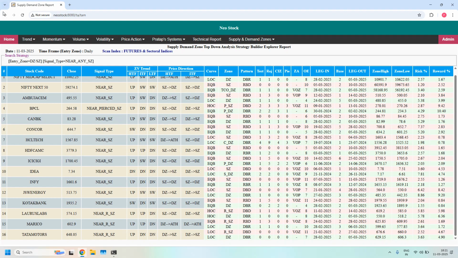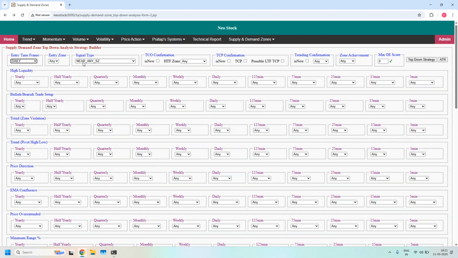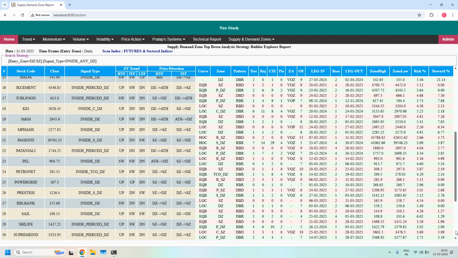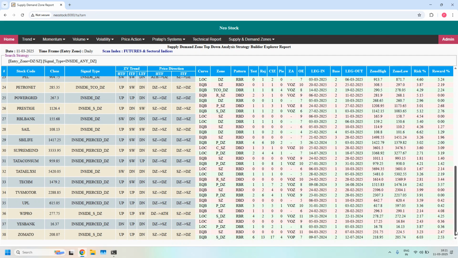Okay, next. For daily time frame, price closed inside the daily demand zone. First 15 stocks in the list. I'm scrolling the list down. So total 38 stocks are filtered.